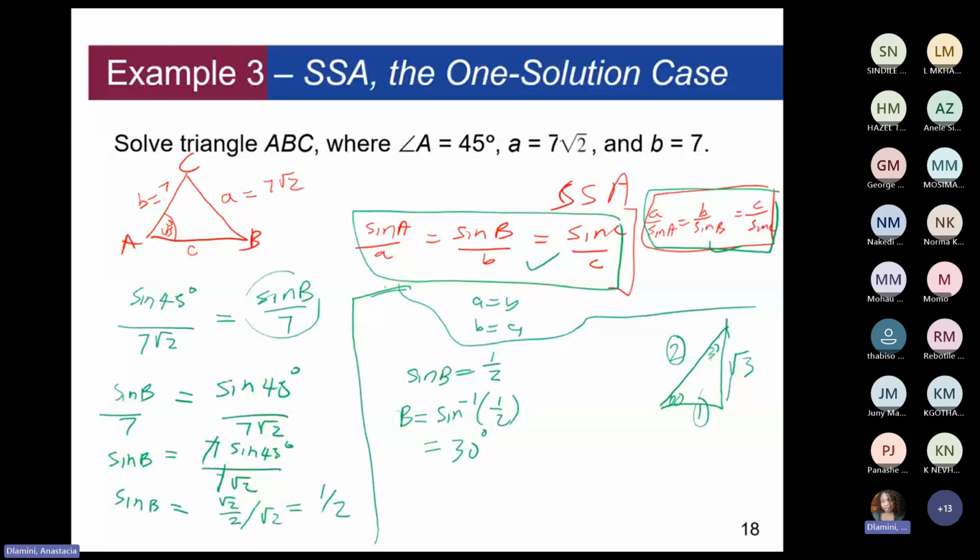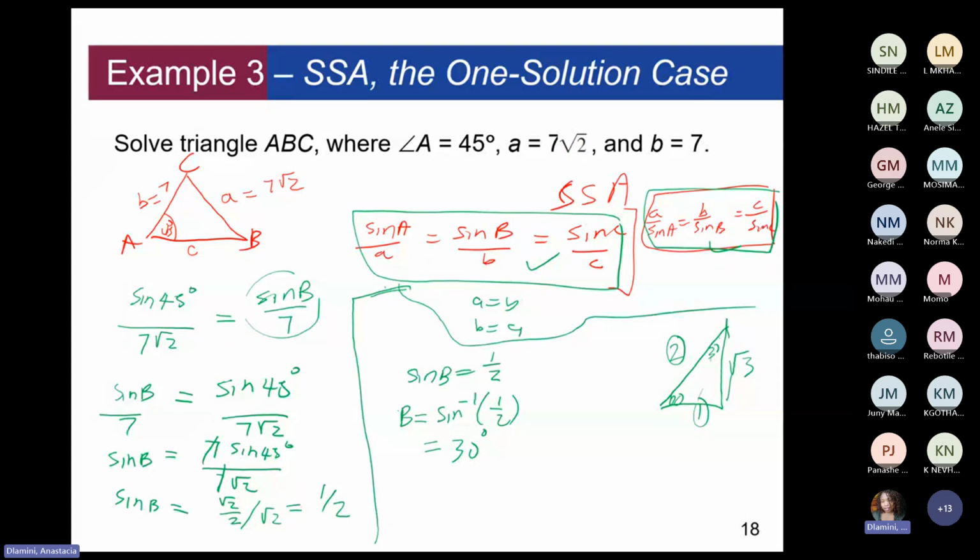Okay. I just want to correct something. Why not 150 degrees? Guys, what is sine 150? It's not a special angle. You can use the calculator. What is sine 150? It's 1 over 2. Do you see that?